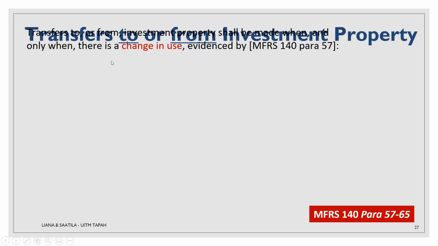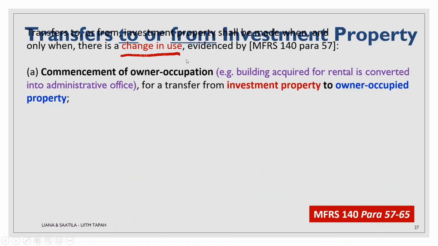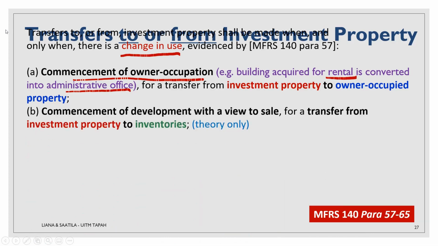So let us look at transfer from investment property. According to MFRS 140, transfer from investment property would happen if there is a change in use, transfer to or from investment property. Evidence there is when there is a commencement of owner occupation. For example, a building that was acquired for rental is now being converted into an admin office. So there was a transfer from investment property to owner occupied property. So that is a different MFRS now.